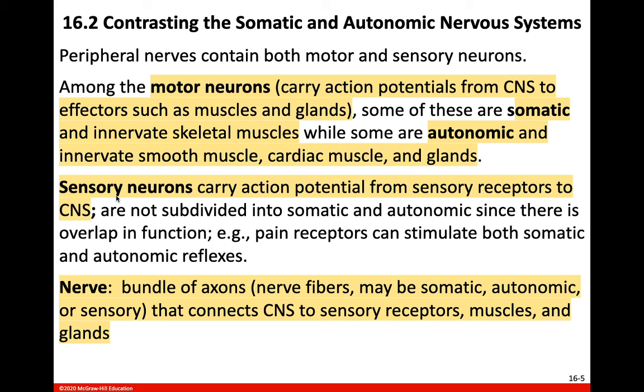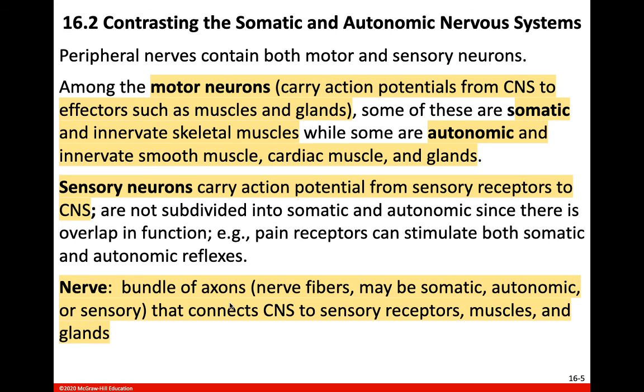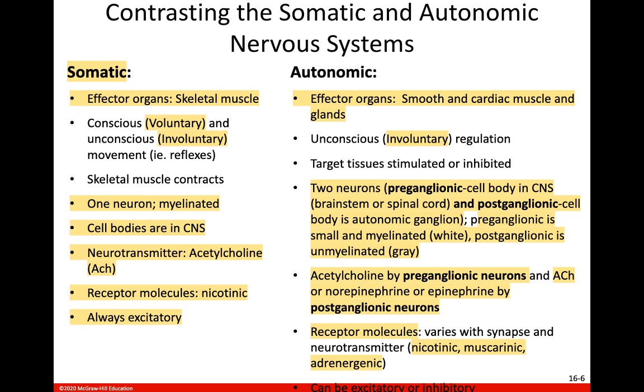Also remember that nerves are bundles of axons. And again, those axons, those nerve cells in those nerves, can be somatic. They can be autonomic. So again, they can be motor, either somatic motor or autonomic motor, or they can be sensory. So again, a nerve doesn't necessarily just contain one type of neuron. It can have a variety of different ones, both sensory and motor.